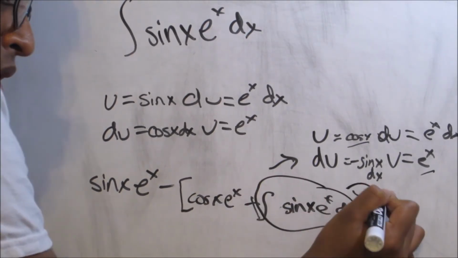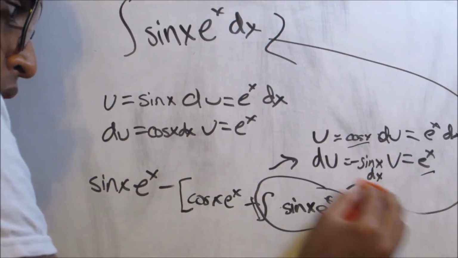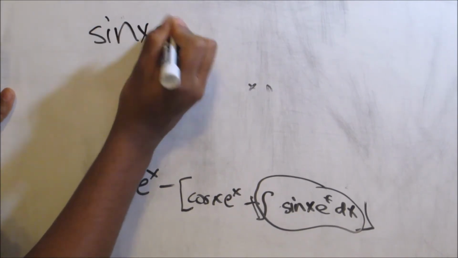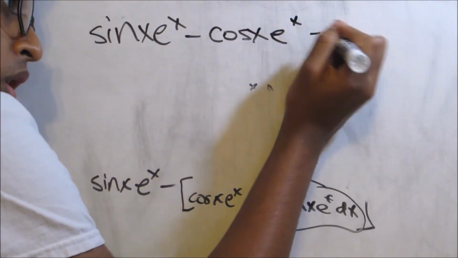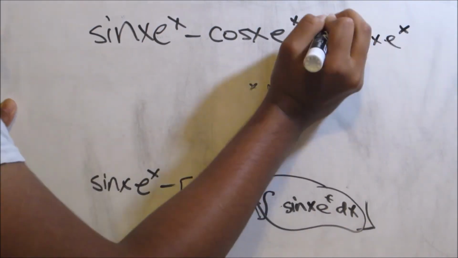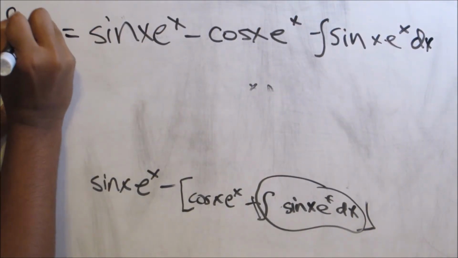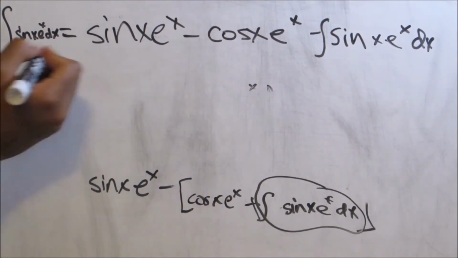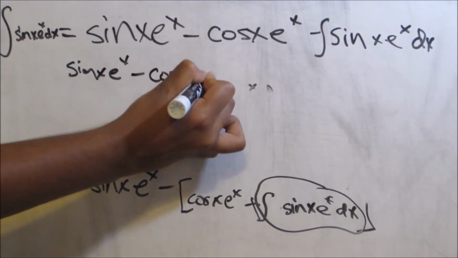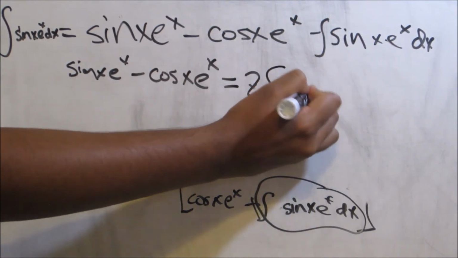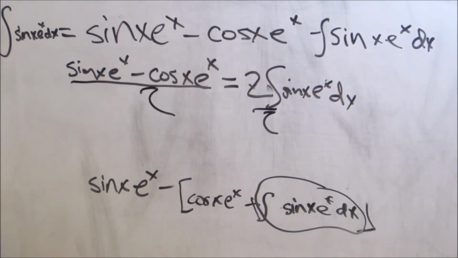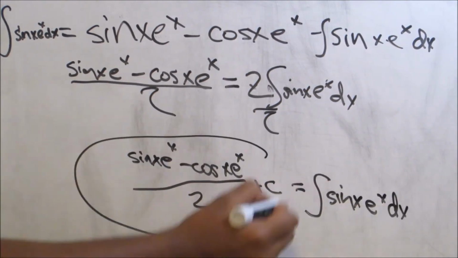Now, you might notice the integral here is essentially the same integral we started with. If this is the case, distribute the bracket into the rest of the equation and set it equal to the original integral. Then, in this case, add the same integrals to get sine x times e to the x minus cosine x times e to the x equals 2 times the integral of sine x times e to the x dx. Divide by 2 on both sides and add c to the quotient, giving you your answer.